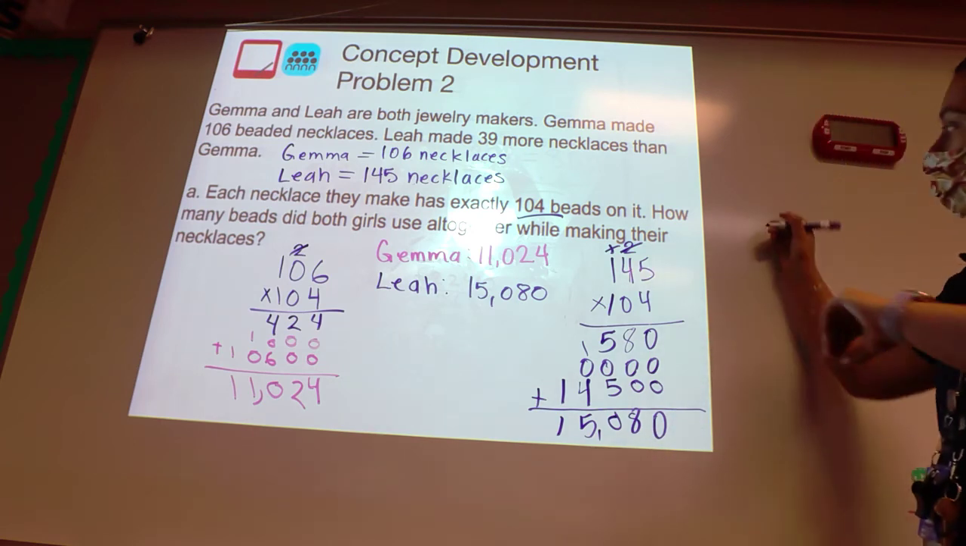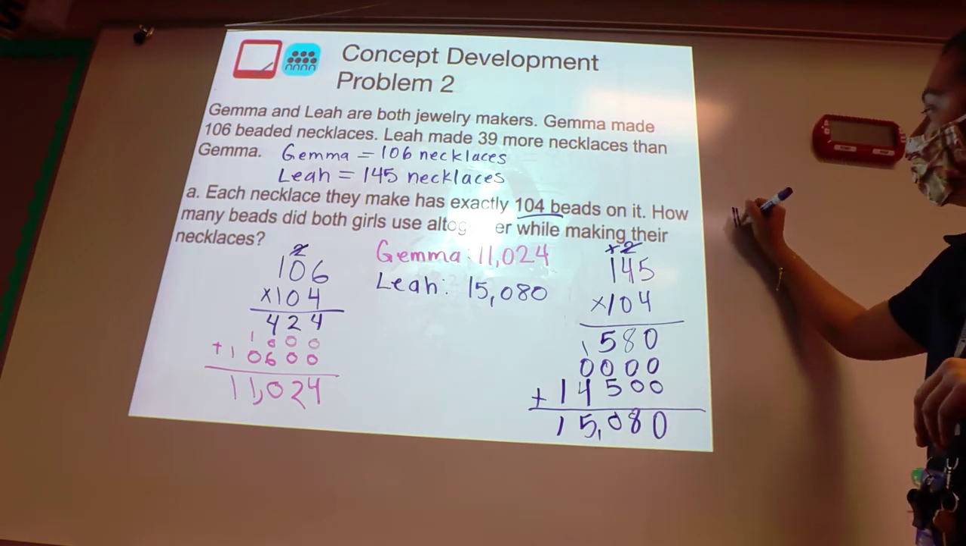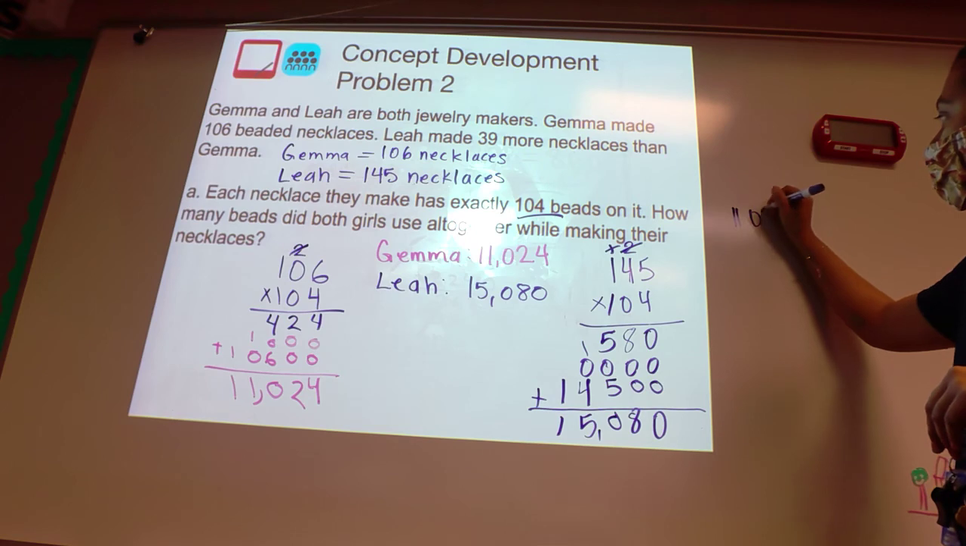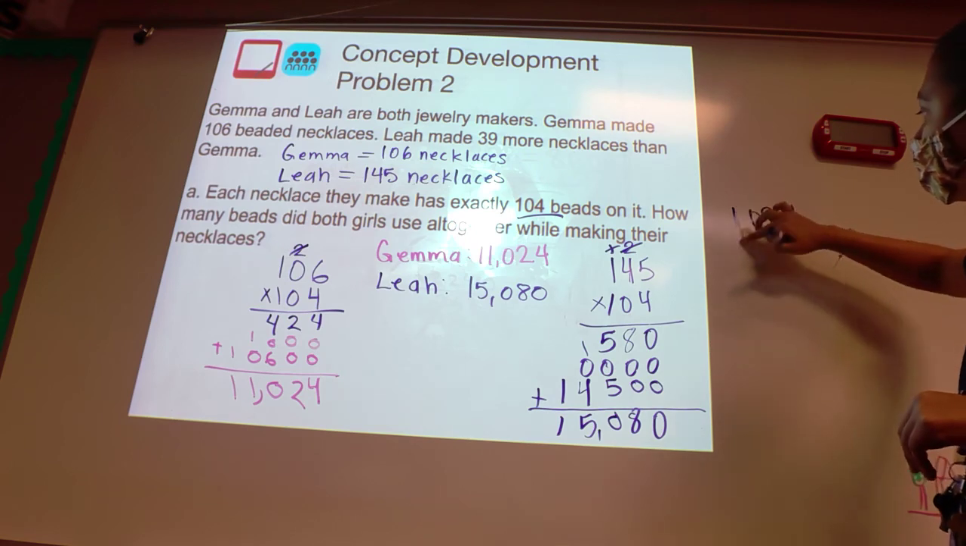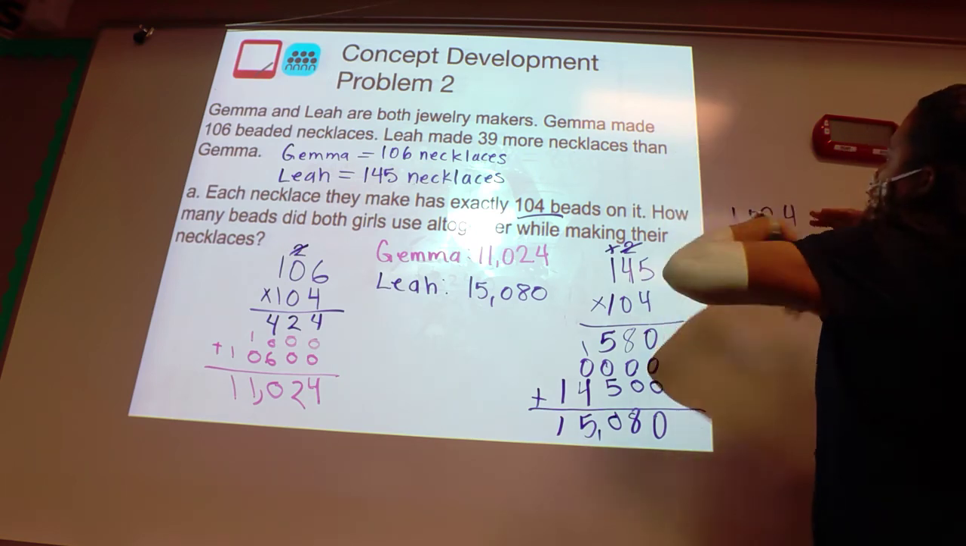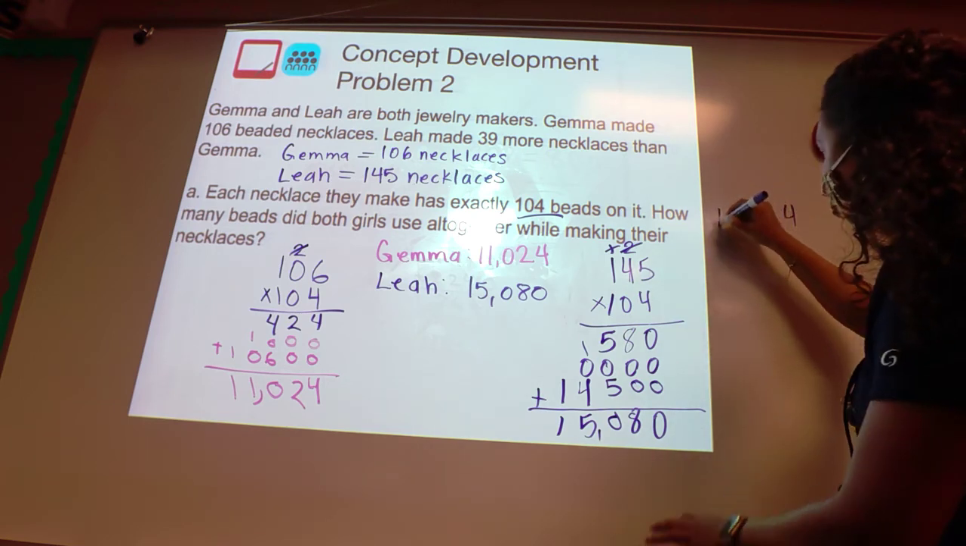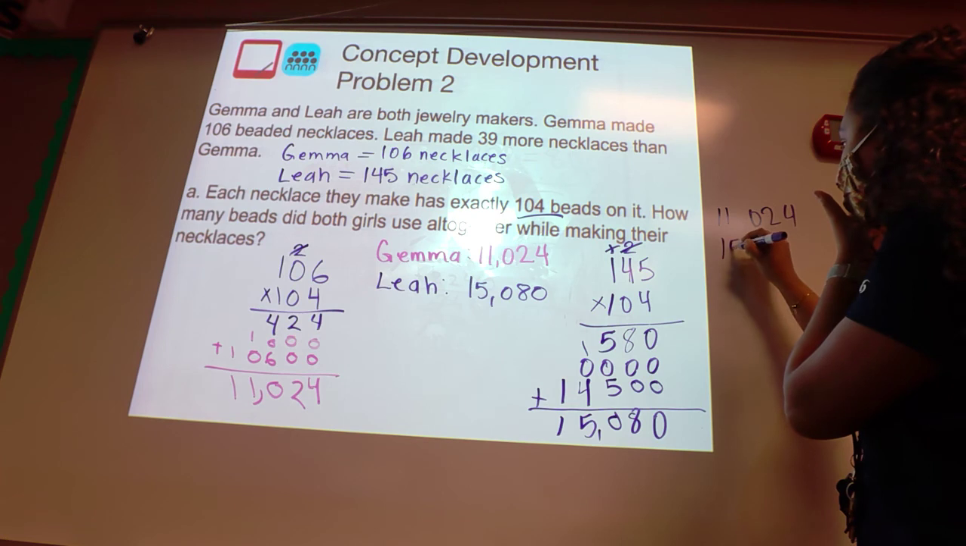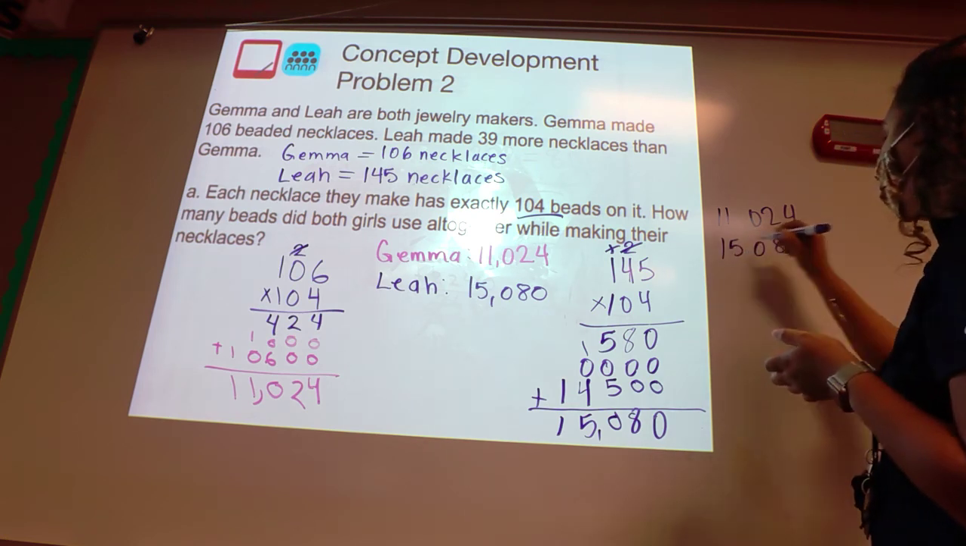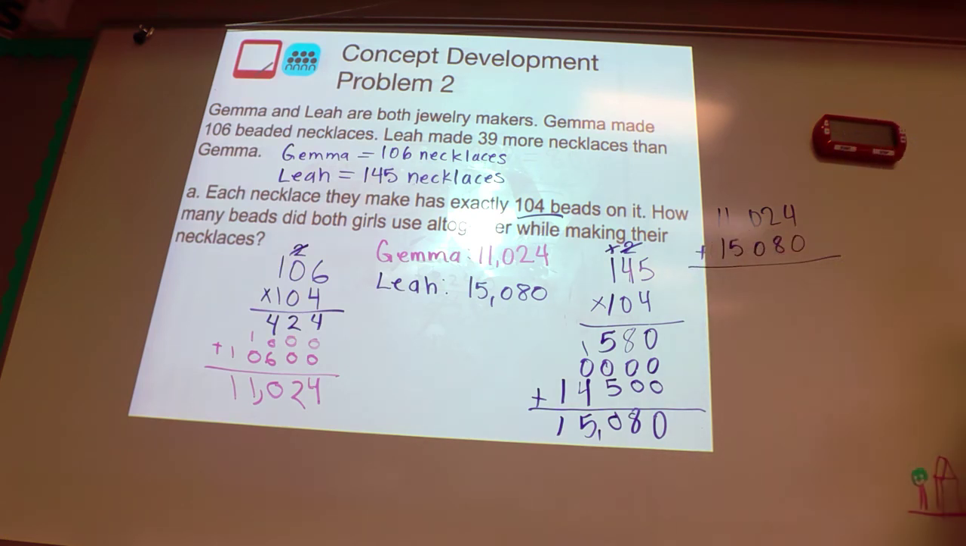So we have 11,024 and then 15,080. My answer that I got was 26,104. Yeah, we're adding because we're putting them all together.